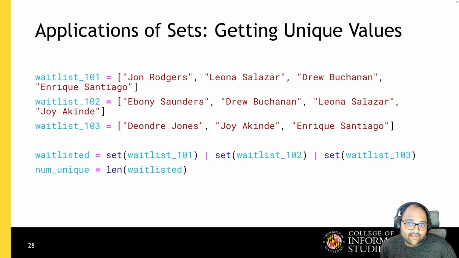So for example, let's say you want to get the unique values. What you can do here is have all these wait lists, right? And then say, hey, wait list of set waitlist 101, 102, 103, and then get me the unique length of that, which would actually be the joined result of all of those. And you would get only the unique names here.